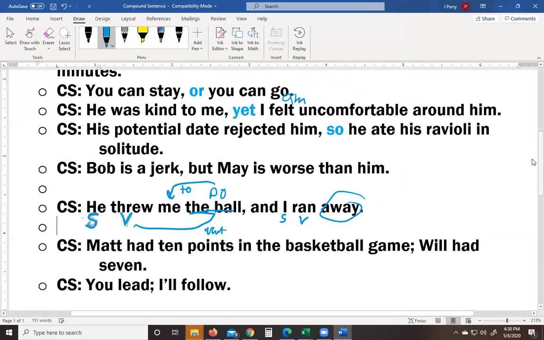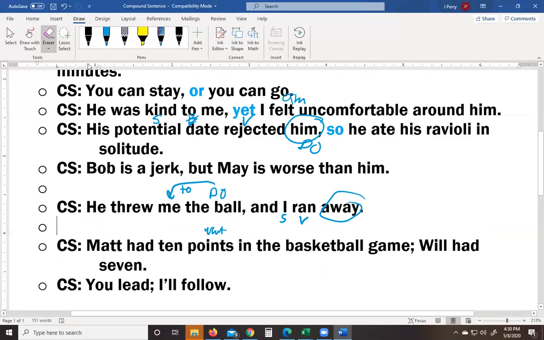See, I am uncomfortable around him. His potential date rejected him, subject, verb. Oops, no, there's the verb. And then him being our direct object. So it's simple sentence number 3. So you can do them in any order that you would like to do them in.